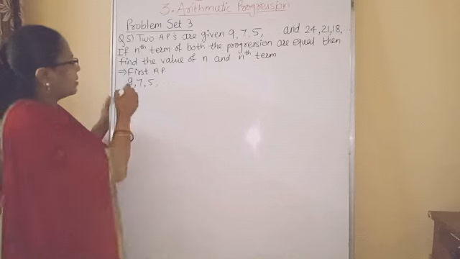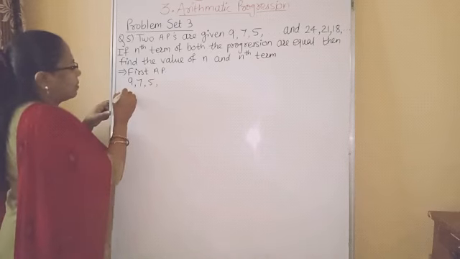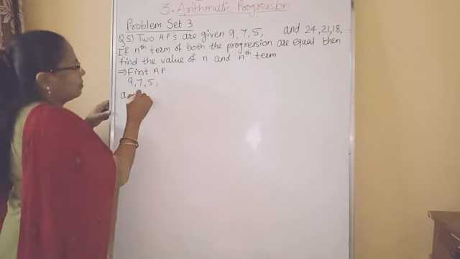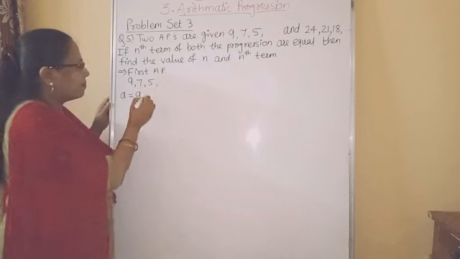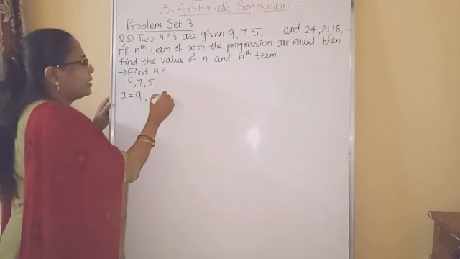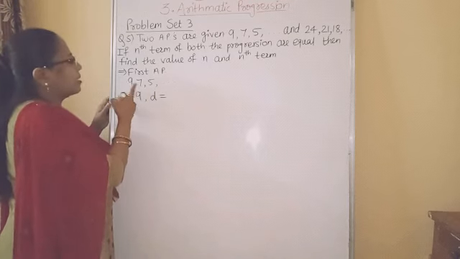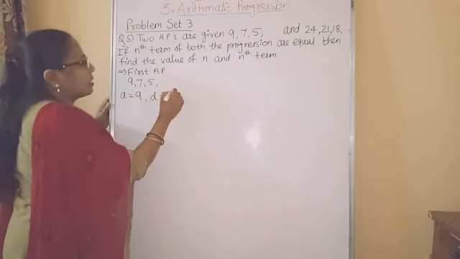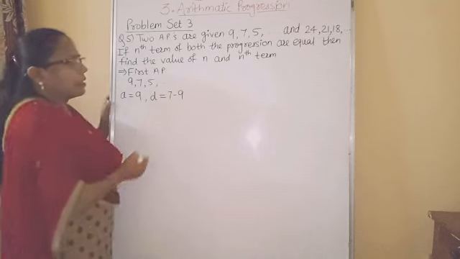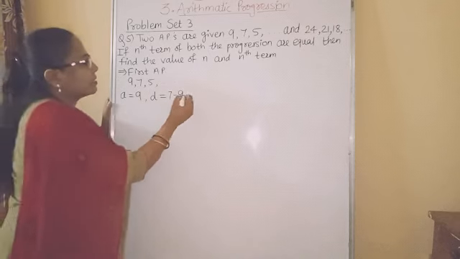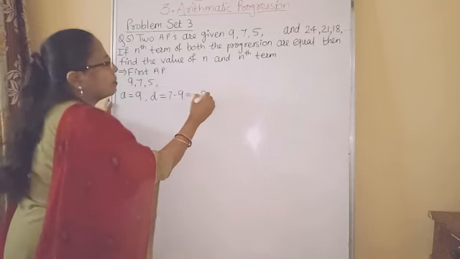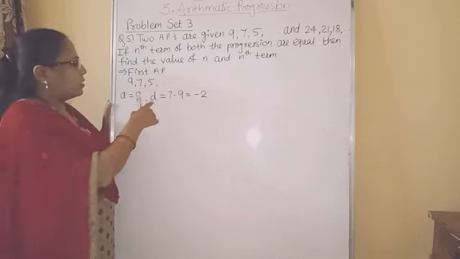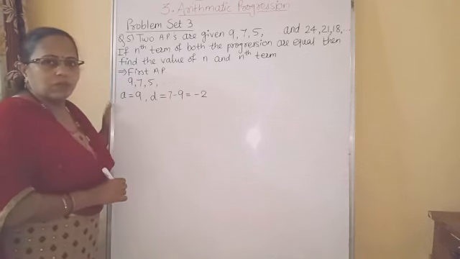Okay, we will write the values of A: 9. Then D is equal to second term minus first term, which is 7 minus 9. Okay, 7 minus 9 we will get minus 2. So D is equal to minus 2.